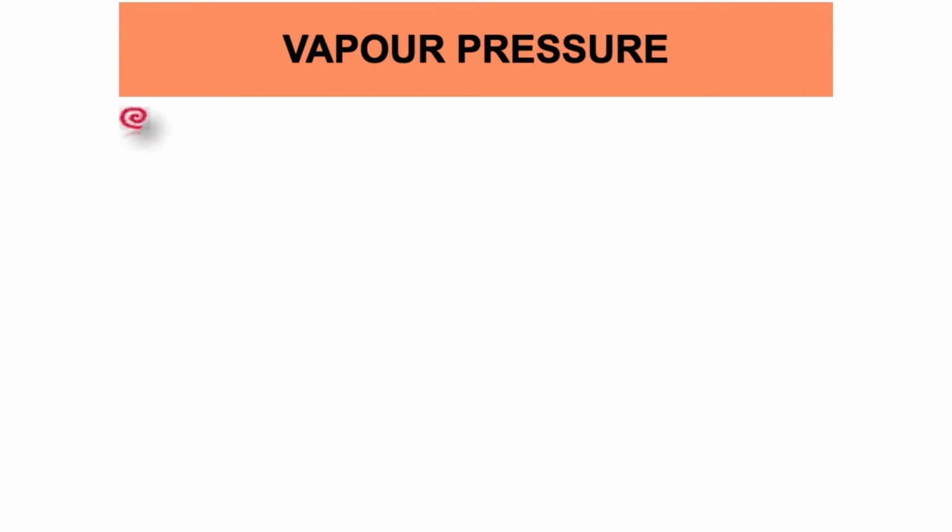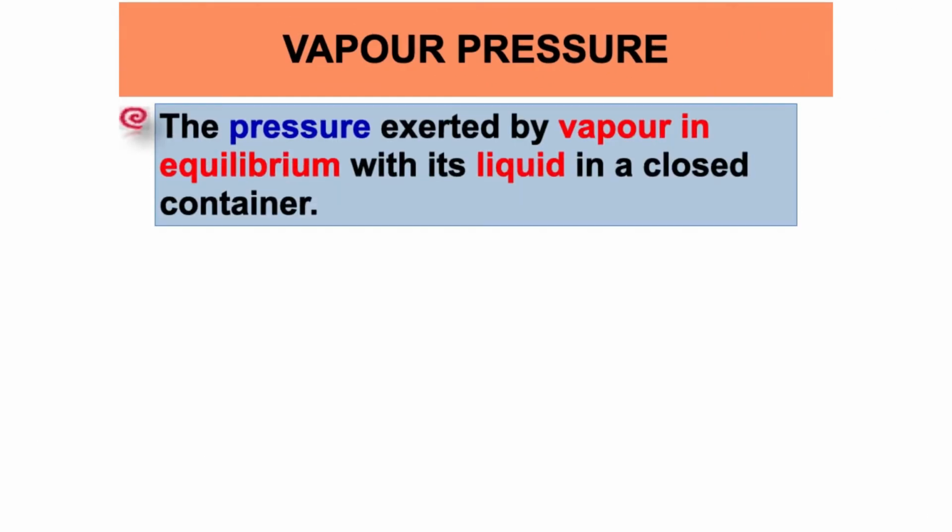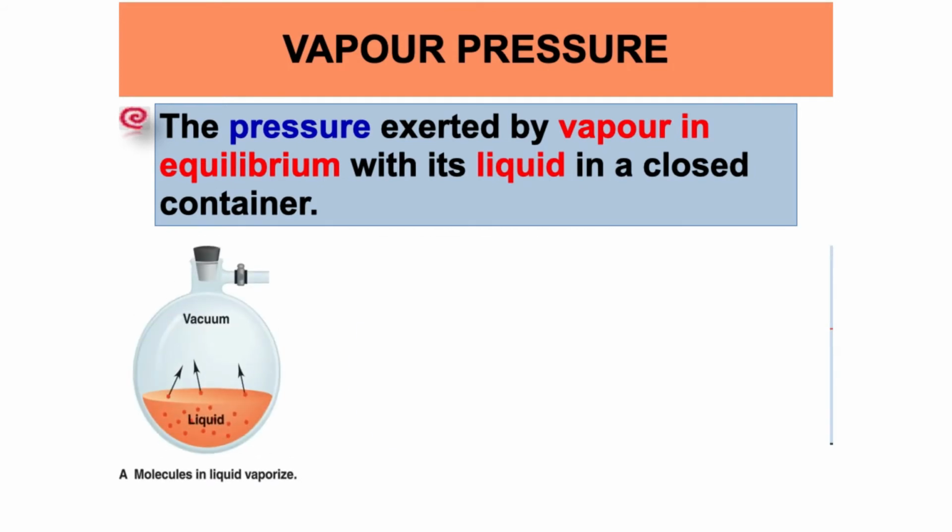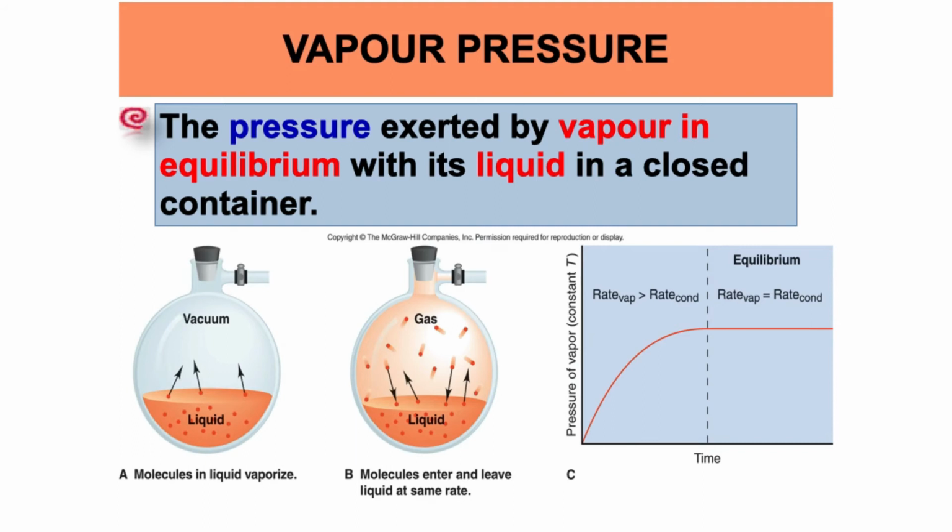Vapor pressure. What is vapor pressure? Vapor pressure is the pressure exerted by vapor in equilibrium with its liquid in a closed container. Consider this diagram. The first diagram shows a molecule in a liquid vaporized. Then, molecules enter and leave the liquid at the same rate. In this situation, molecules of vapor and molecules of liquid are in a dynamic equilibrium.